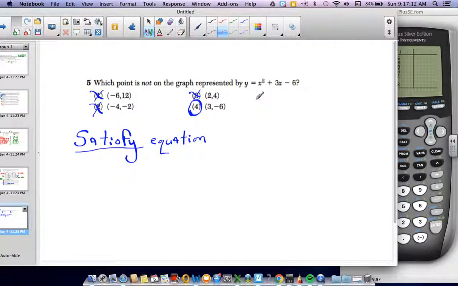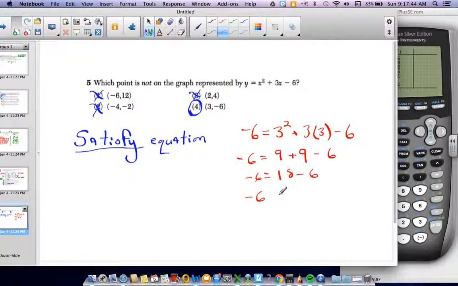If you're really careful and you want to make sure, you want to kind of double check yourself, maybe you made an error typing in, we can see that if we plugged in 3, negative 6, this is what we would get initially. 3 squared, we're going to get 9. 3 times 3 is also 9, minus 6. 9 plus 9 is 18. And 18 minus 6, we're going to get 12. So when we plug in that fourth choice, we get negative 6 equals 12.